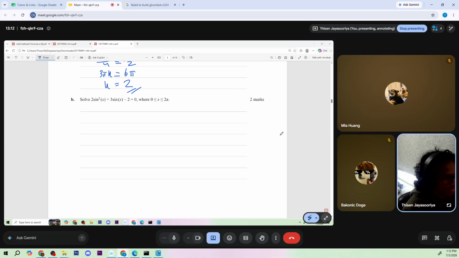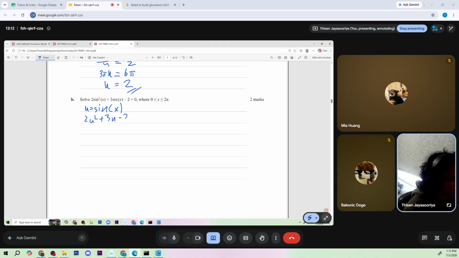10 marks already. Here we have 2 sine squared x plus 3 sine x take away 2 equals 0. Right? We can let u equal sine of x because this is just a hidden quadratic. So that means 2u squared plus 3u take away 2 equals 0. Hence, we'll have 2u squared plus 4u take away u take 2 equals 0. Hence 2u take away 1, u plus 2 equals 0. Hence we'll have u either equals a half or negative 2.